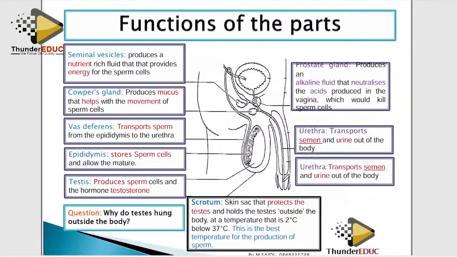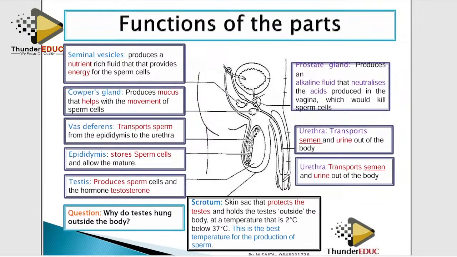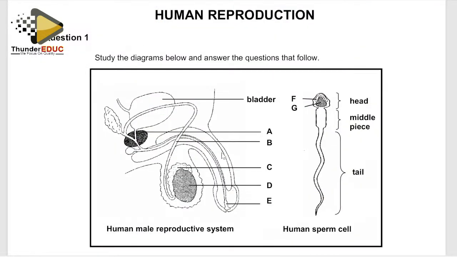If you look at the next page, you'll find the same functions I've talked about. So if they ask you a question here, can you label together? So now it's time to label and then we see if we can label. So if you look at A, what is A?